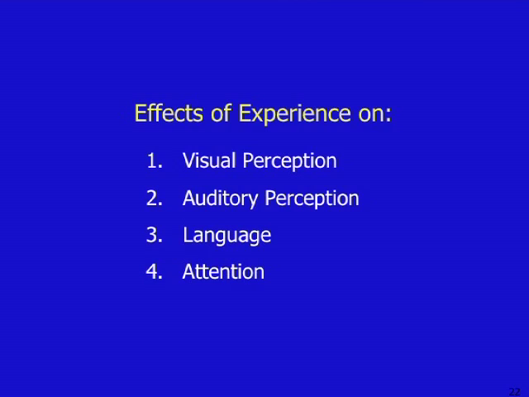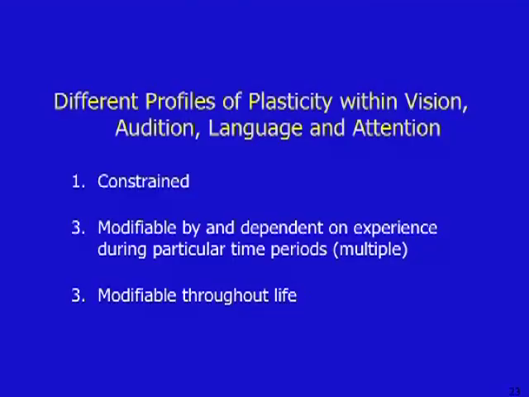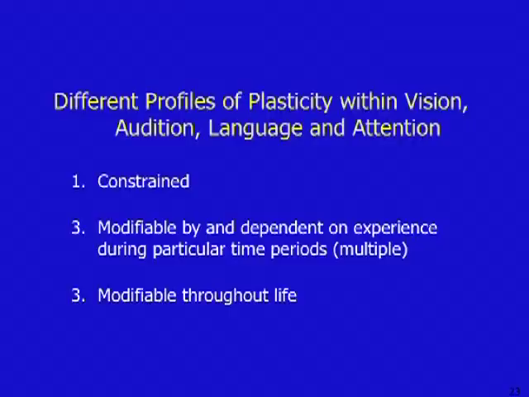I'm going to spend a lot of time on attention. But within each of those domains, within vision, language, attention, and hearing, some subsystems are pretty constrained. They don't actually change that much, even when experience is very different, even in a person who's born blind or deaf. But other systems are strongly modified by experience and dependent on experience, but only during particular time periods. And there are many different time periods. I'll show you evidence for all this. And then a third profile that we celebrate are those systems that retain plasticity, or the capacity to be modified, throughout life.